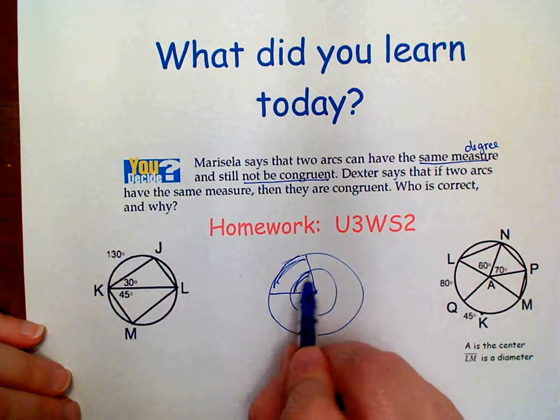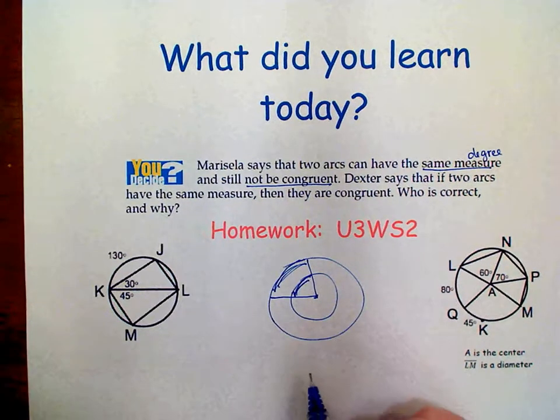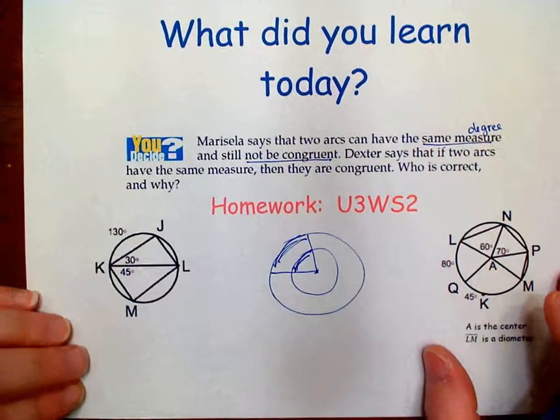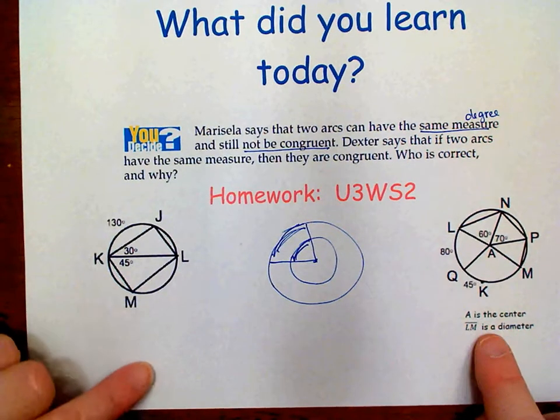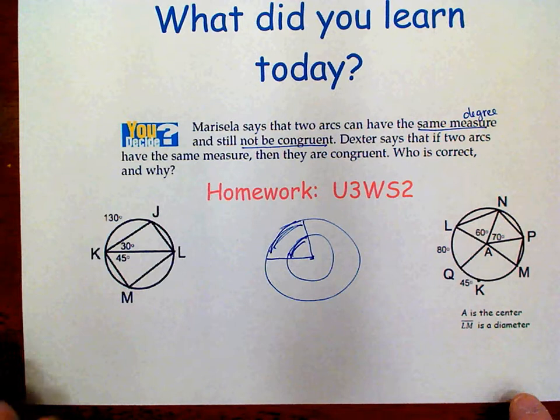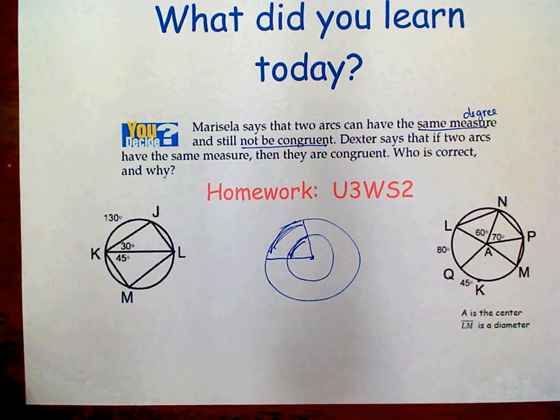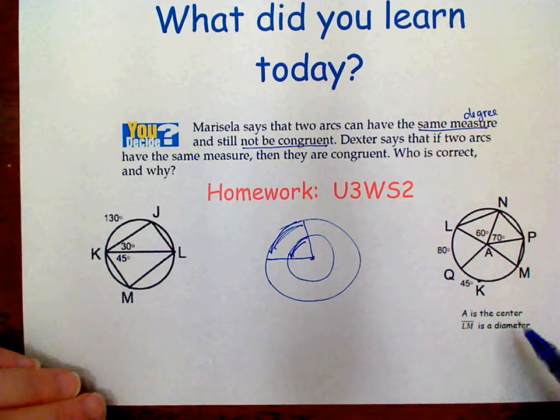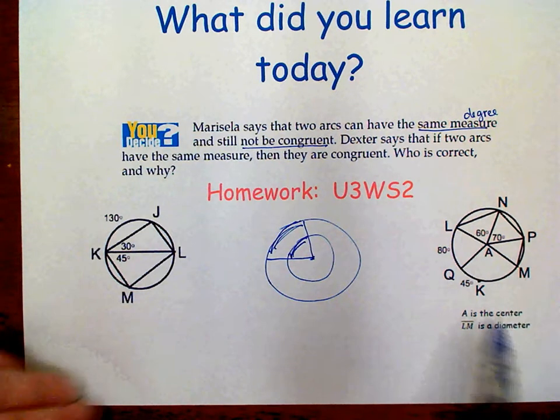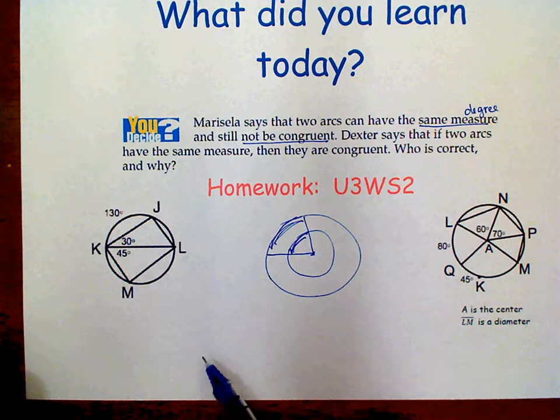I'm guessing on the homework that these two may not be able to be read very well. So if so, you might want to pause the video here just to make sure you can read that really well. On this one, A is the center and LM is a diameter. This one, you're not given the center. So don't try to treat any of that as central angles.